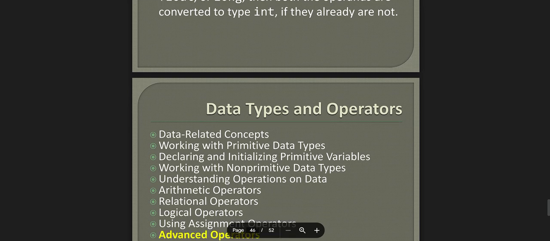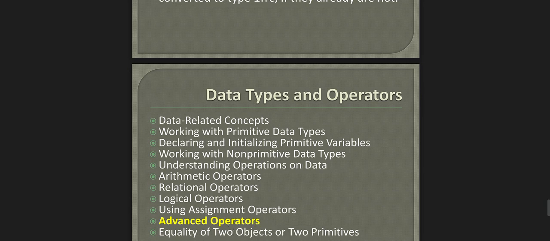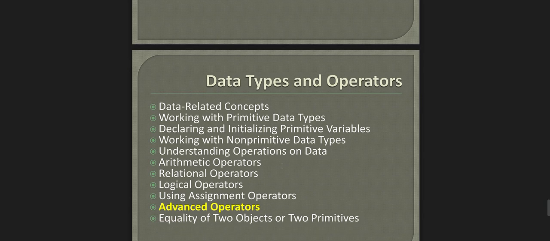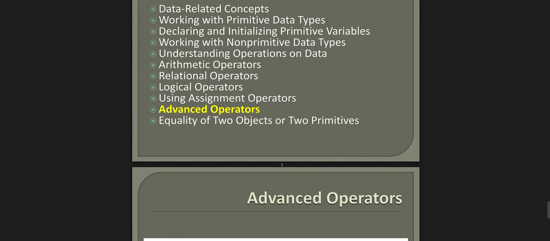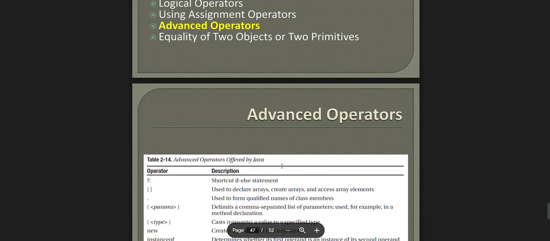Data types and operator data related concepts: working with the primitive data types, declaring and initializing the primitive variables, working with the non-primitive data types, understanding the operation on the data, Java arithmetic operator, relational operator, logical operator, using the assignment operator, advanced operator, equality of the two objects or the two primitives, advanced operator.